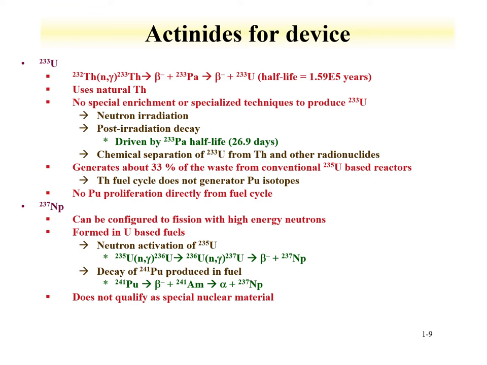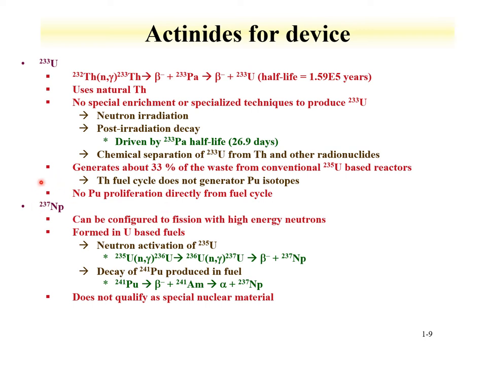Now, this fuel cycle generates about a third of the waste from conventional uranium-235-based reactors, which are the vast majority of reactors. The thorium fuel cycle does not produce plutonium isotopes or the higher actinides. This is one of the reasons it produces less waste. So there is no plutonium proliferation from this fuel cycle. However, as it produces a fissile isotope, uranium-233, it can be a proliferant fuel cycle.